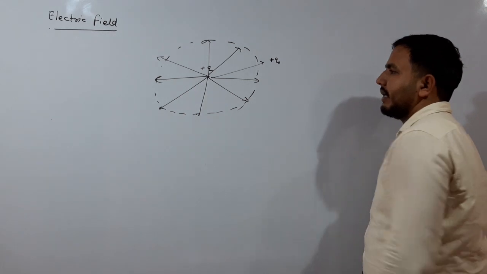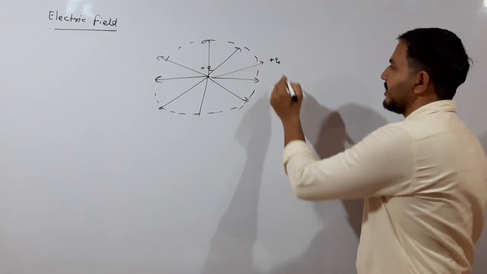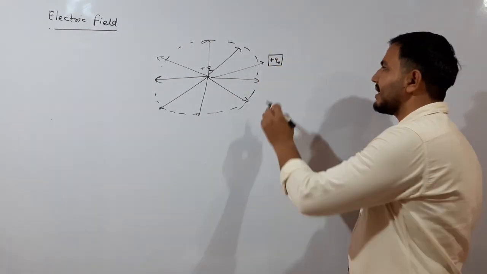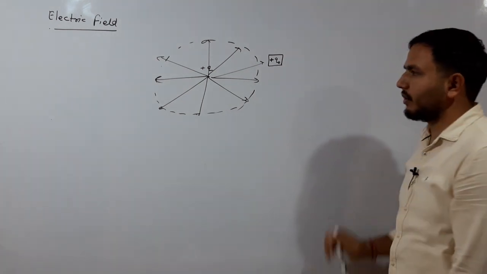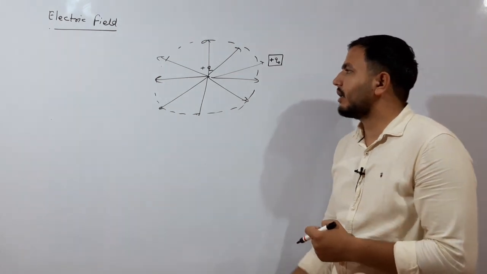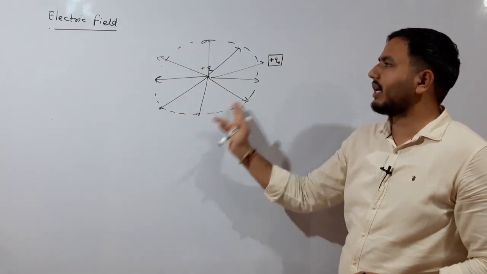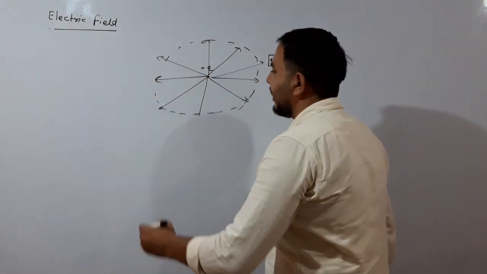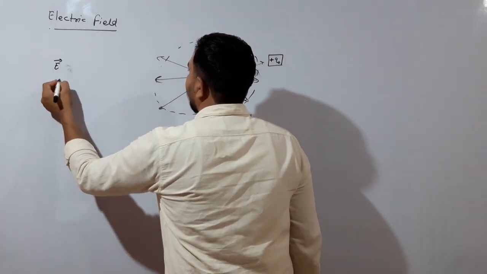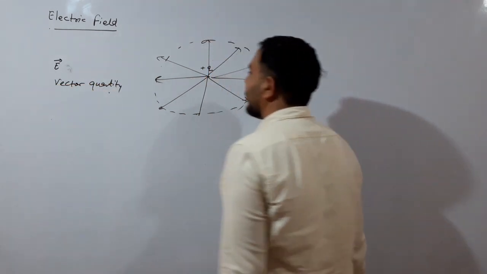We imagine this area. In this area, any test charge, when we bring it into this area, feels an electrostatic force. We know that electrostatic force works between two charges. Then this test charge feels the electrostatic force, so this surrounding area is called electric field. It is represented by E vector. It is a vector quantity.